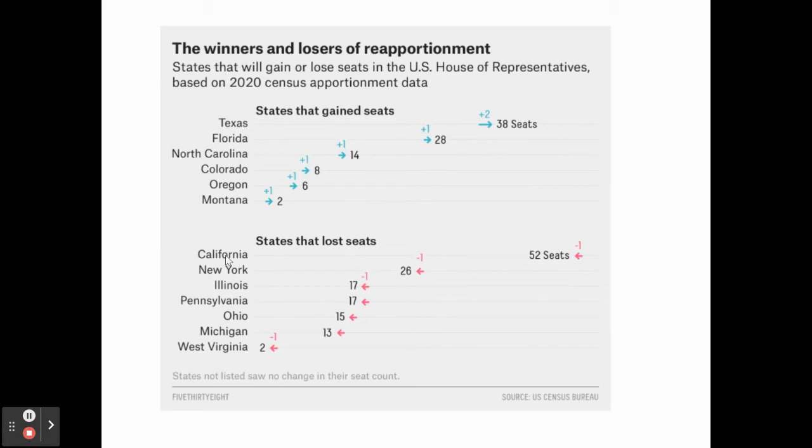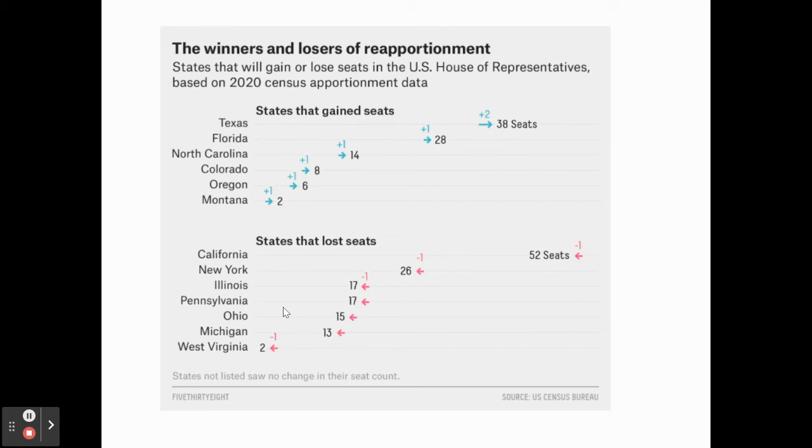So these states have actually lost representatives, including Pennsylvania. Previously, we've had 18 congressional districts. Because of reapportionment, we're basically losing a district. So what has to happen is Pennsylvania has to redraw its congressional districts because they currently have 18, and they have to redo it now so that you have 17, right?